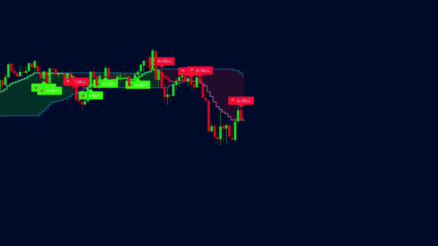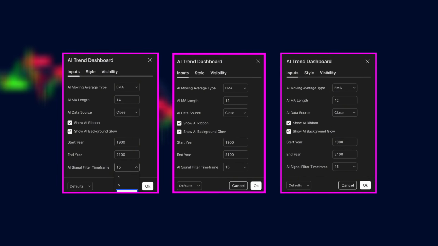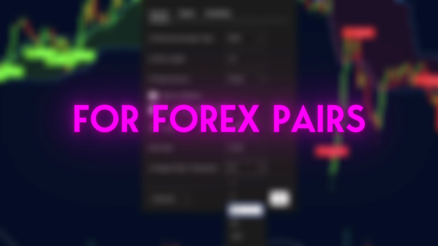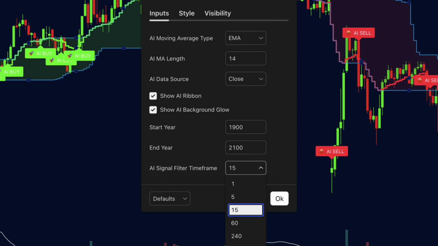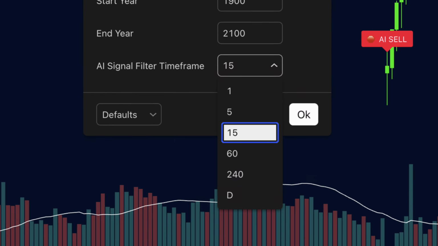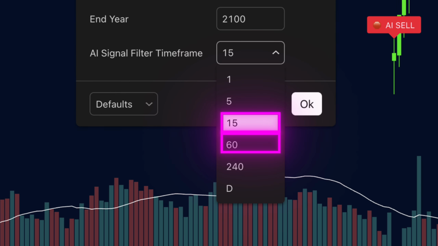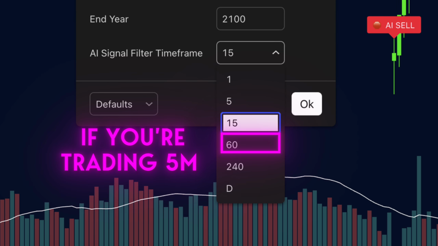Now, different markets have unique characteristics that require different settings for best performance. For forex pairs, especially major pairs like EURUSD and GBP/JPY, set MA length to 14. For signal filter, use 15M or 1H filter if you're trading 1M and 1H filter if you're trading 5M.